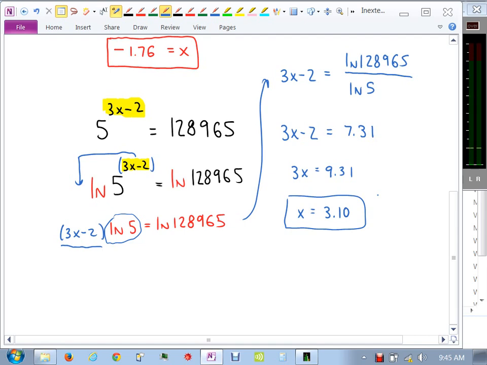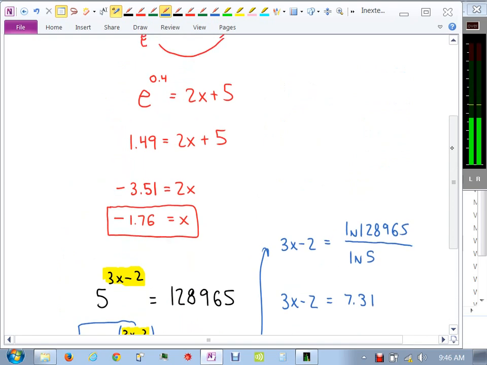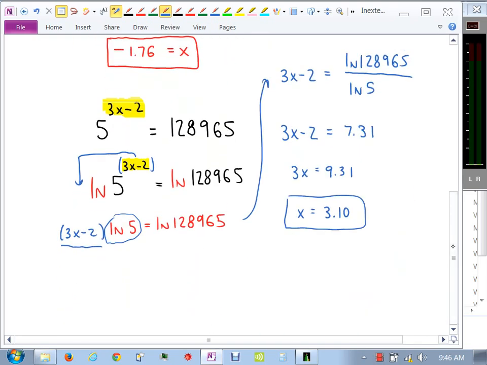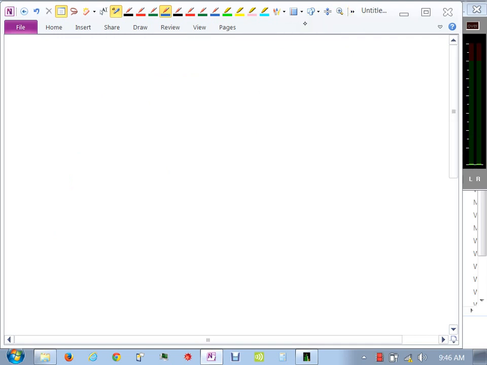Yay or nay? Saw you shaking your head, no? Did you do log 5 also? Log base 5? You should still get the same answer as your final answer. Did you do the natural log on the right side? Did you ever take natural log of 128,965? That's the problem. You've got to do that part. Okay, so Sarah, I'll do it the way you did it. Oh, you got 3.1? I added it. I didn't add the 2.